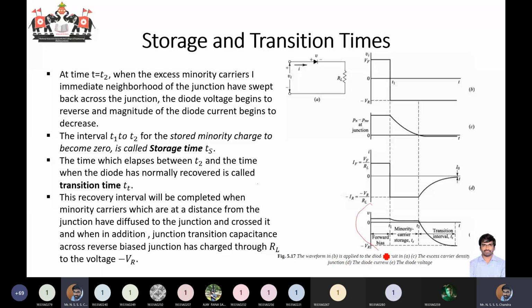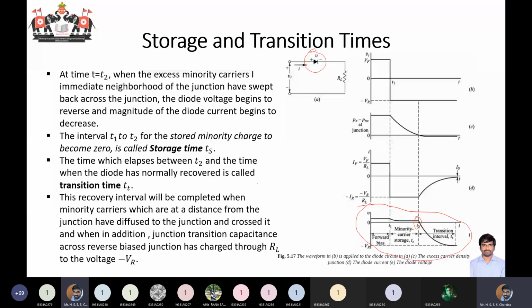So where is the diode voltage? Here is your diode voltage. From here, the diode voltage, till then, is still positive. It is now going to decrease. Earlier, as long as it was in forward bias, it was maintaining this VD constantly, and then it has decreased by a small amount, and from T2 it starts moving into the negative direction. So till then, the voltage across the diode is only in the positive direction, which means that till the point T2, your diode is in forward bias only.